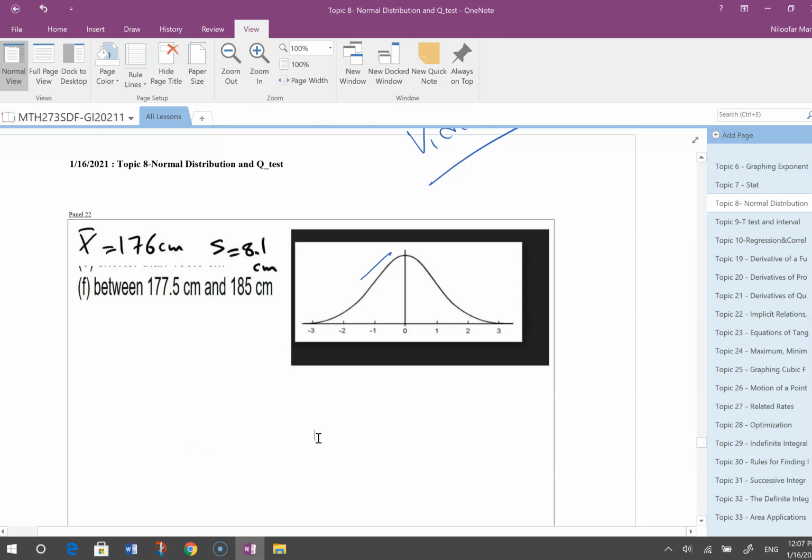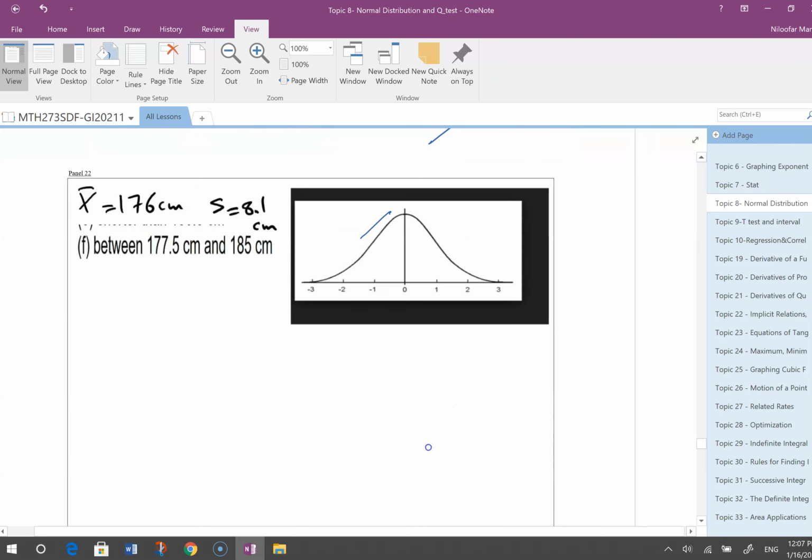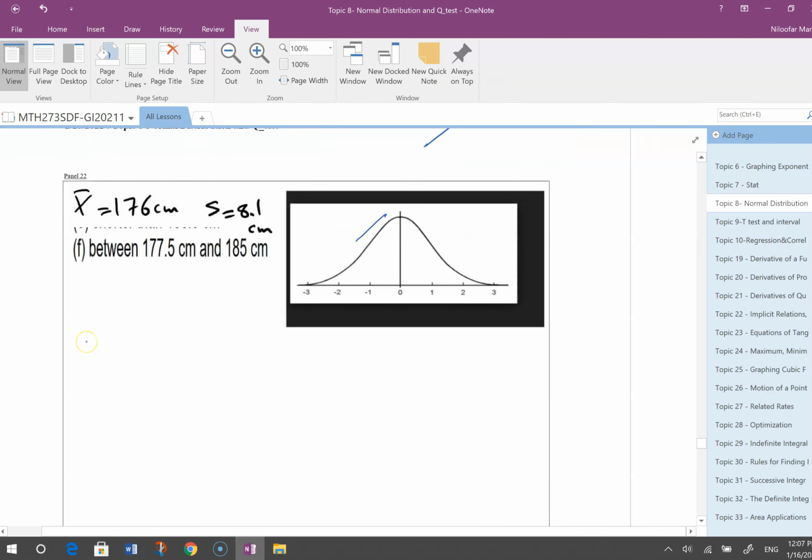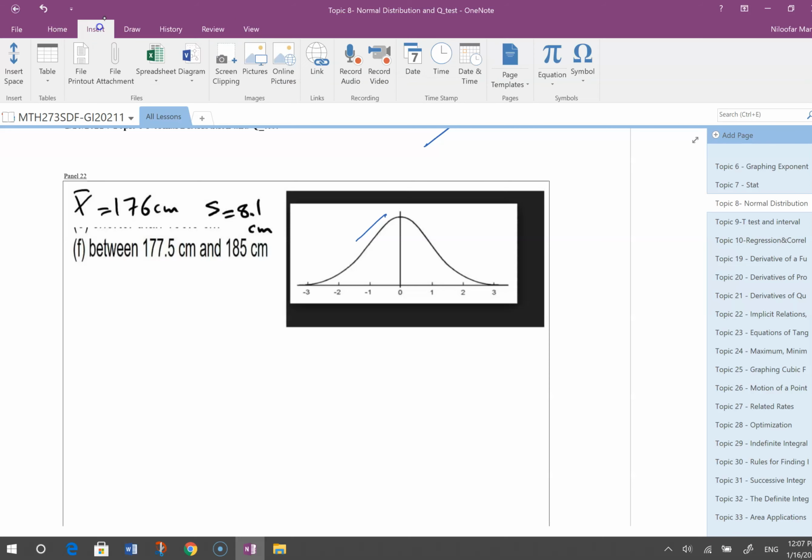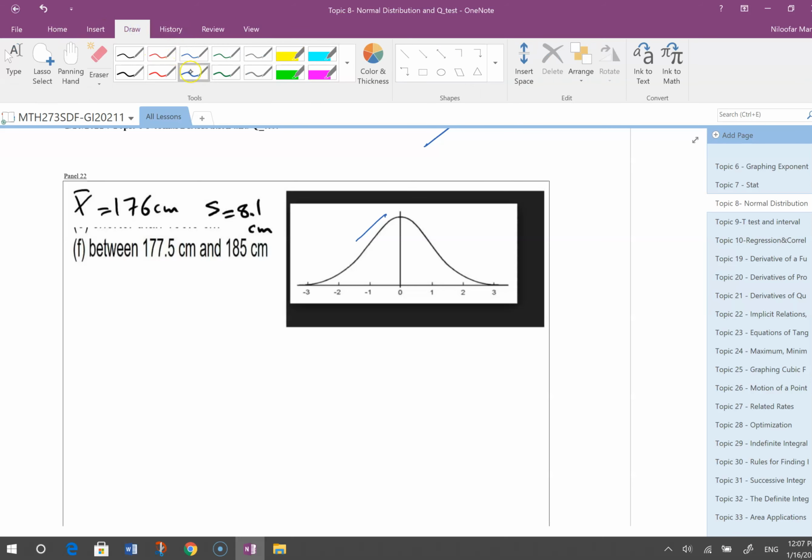Hi everyone again. So this was just a problem with one node. So now I continue on this example. We finished the previous one, which was E, and now I am going to do F. What is the number of students who are taller than 177.5 centimeters and shorter than this?